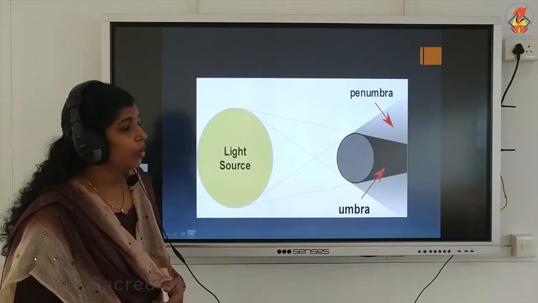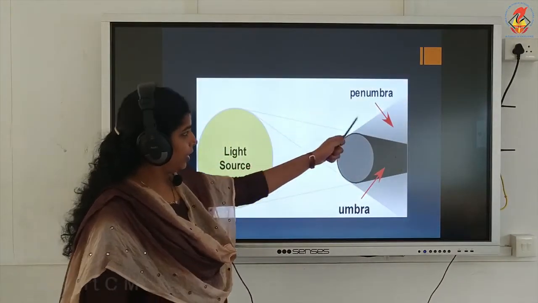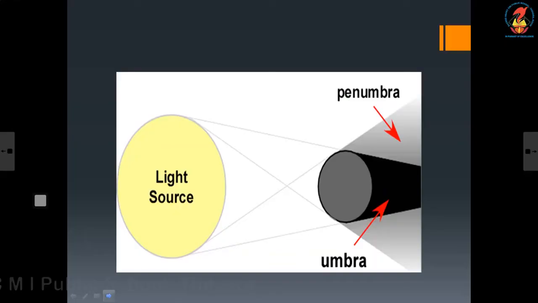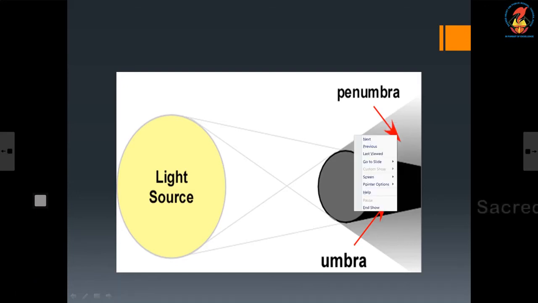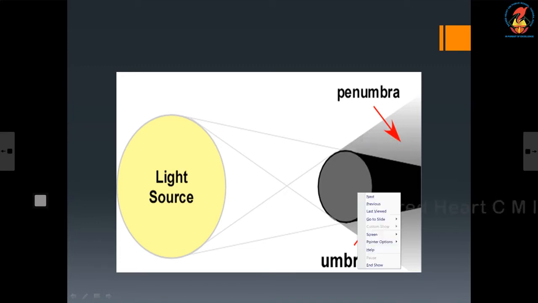Then when you cast a shadow, you will get a darker portion and also a lighter portion. The darker portion in that shadow patch is known as umbra, and the lighter portion in that shadow is known as penumbra. Okay.